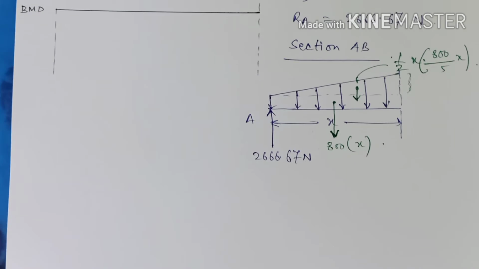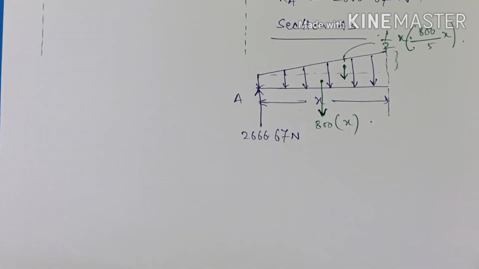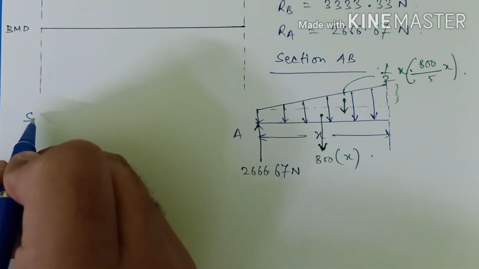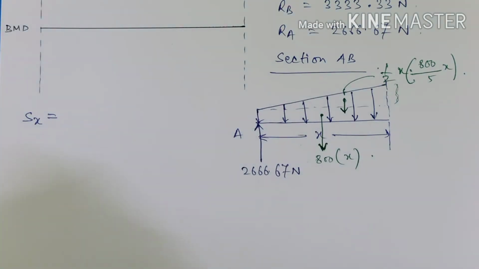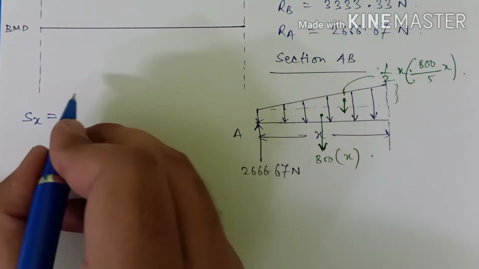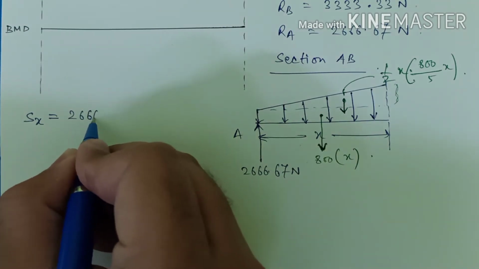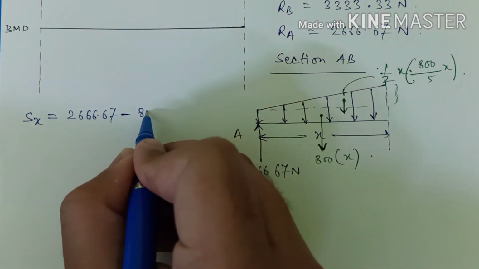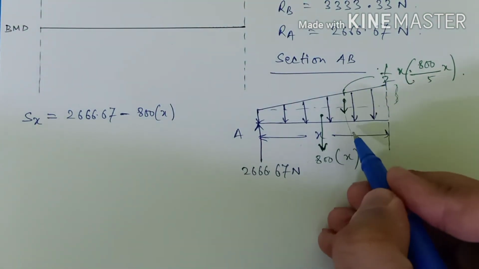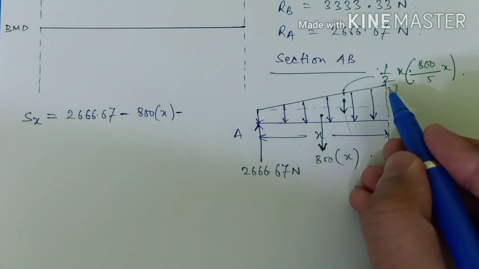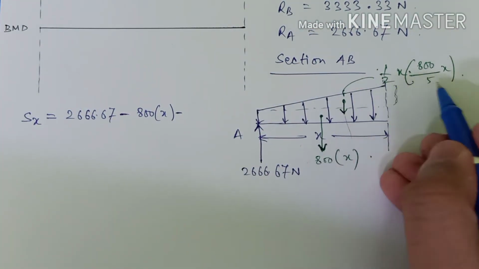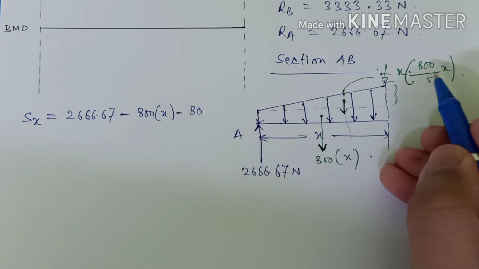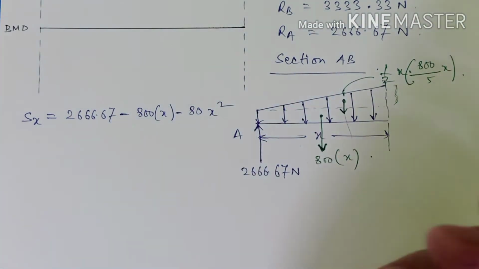Now let us frame the shear force equation. Let the shear force equation be Sx. I'll be considering the upward forces as positive. So Sx equals 2666.67 minus 800x, since this acts downwards, and this will also act downwards, so it is minus. Let us simplify this. This is 2 into 5, 10. So 800 divided by 10 gives you 80, and you have 2x, so x square. Let me check once.